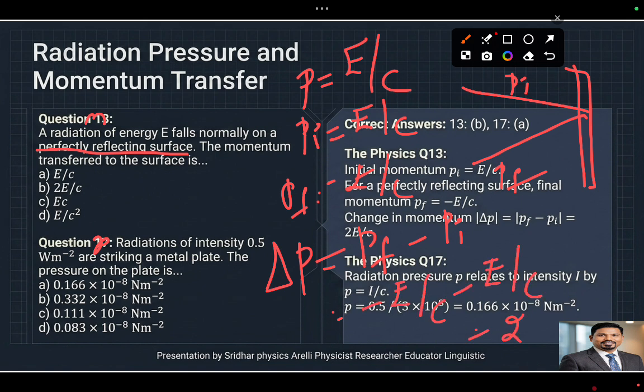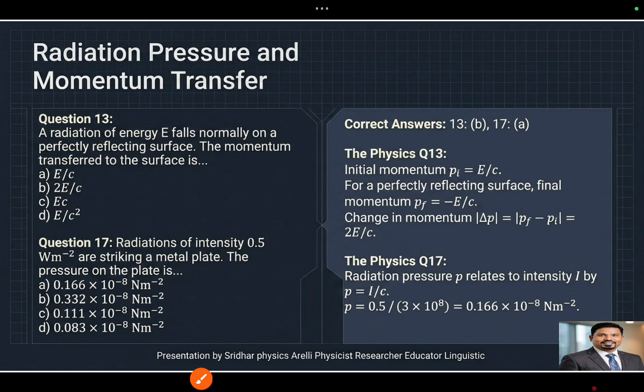So that is about 2E by C. Okay, minus 2E by C, but remove this minus. Just consider 2E by C. You can see the initial momentum is E by C, and the final momentum, for a perfectly reflecting surface, is minus E by C. Change in momentum, Pf minus Pi, is about 2E by C.